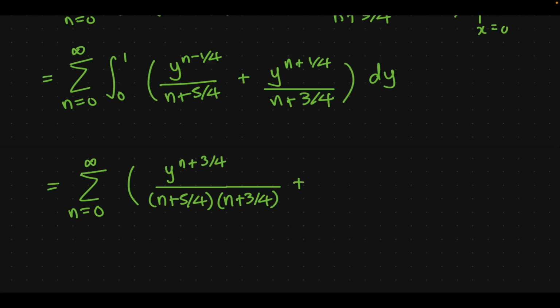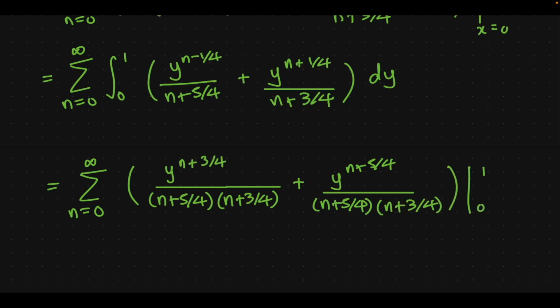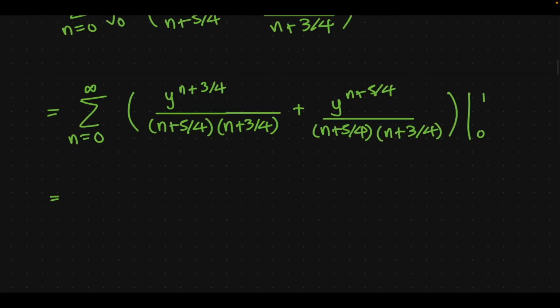and y to the n plus 5/4 divided by n plus 5/4 times n plus 3/4 evaluated 0 and 1. And again, similar to the x, we just care about the value at 1. At 0, it all vanishes. And this is basically the same term in the denominator. So we get 1 over this product in the denominator and 1 over the same product in the denominator. So we have 2 times that one term, which is 1 over the crazy product in the denominator. So n plus 5/4, n plus 3/4.